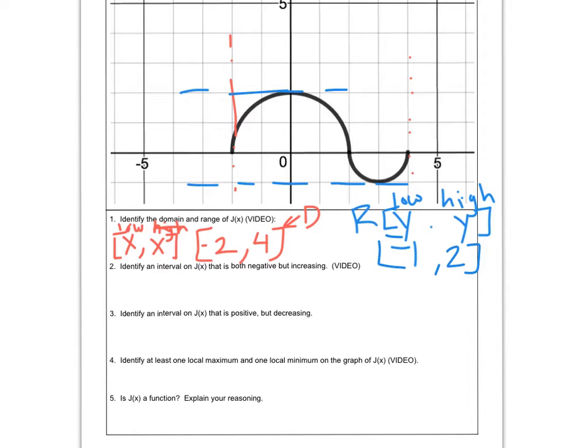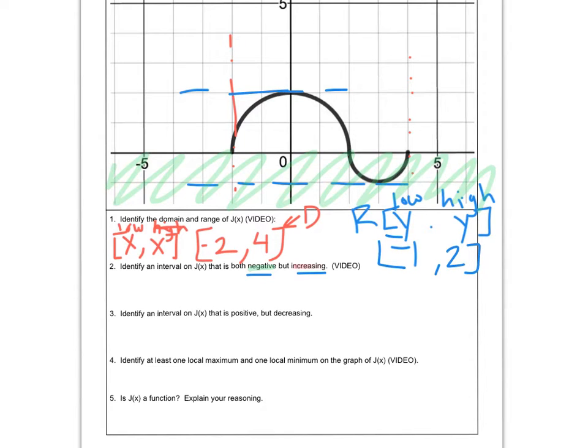For the next part, identify an interval on j of x that is both negative but increasing. So those are the two things I need to be aware of. In terms of this, first thing I want to talk about is negative. Negative means below the x-axis. So any point that's down here falls into the negative category.